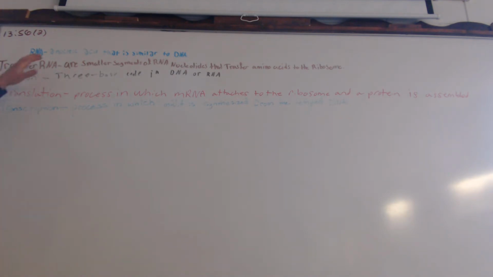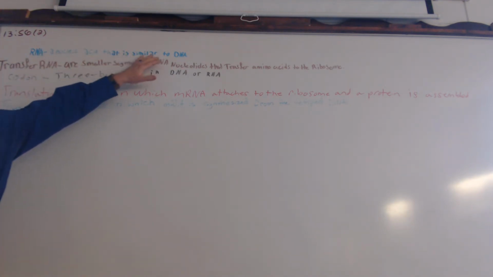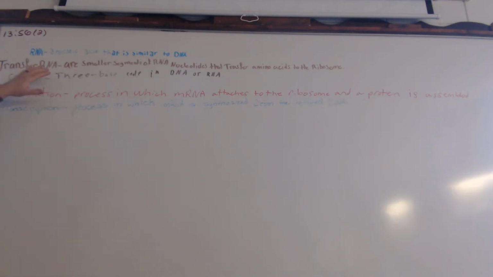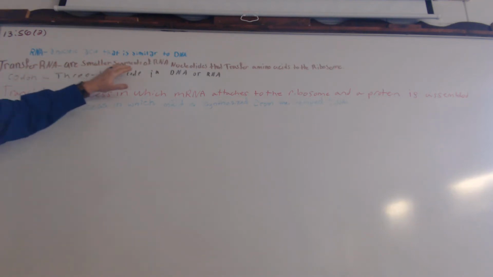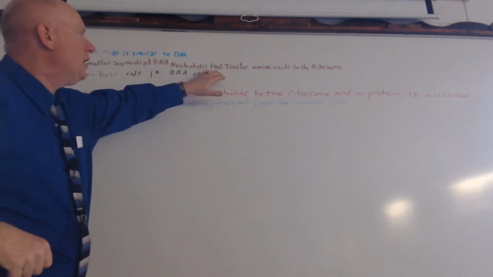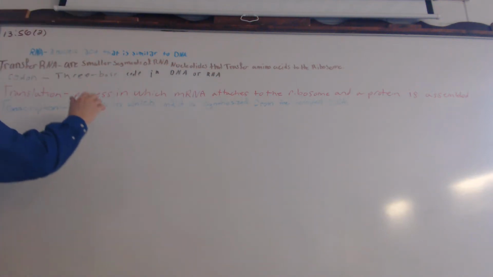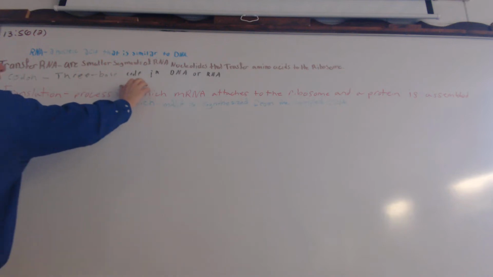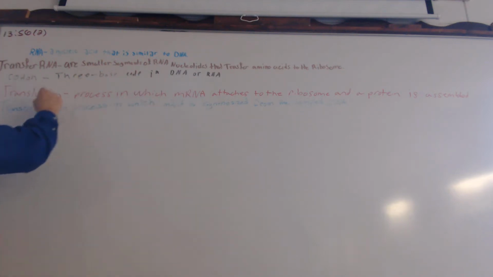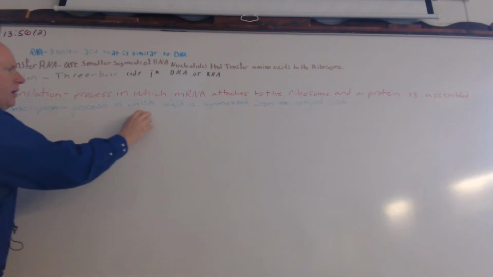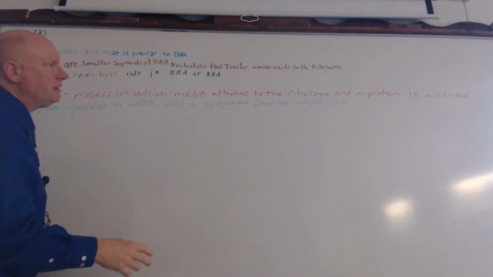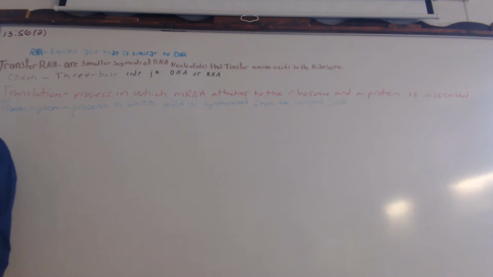It just says a nucleic acid that is similar to DNA, okay? Transfer RNA are smaller segments of RNA nucleotides that transfer amino acids to the ribosome. Codon, 3-base code in DNA or RNA. Translation, a process in which mRNA attaches to the ribosome and a protein is assembled. Okay. Transcription, a process in which messenger RNA is synthesized from the template of DNA, is what I would think would probably make more sense.